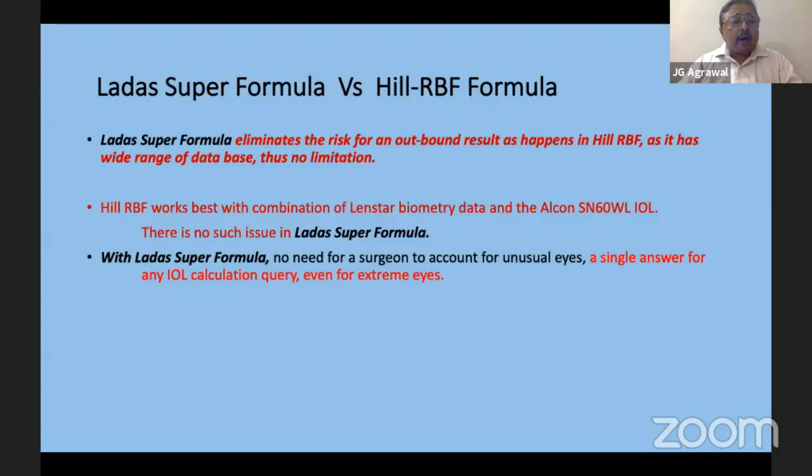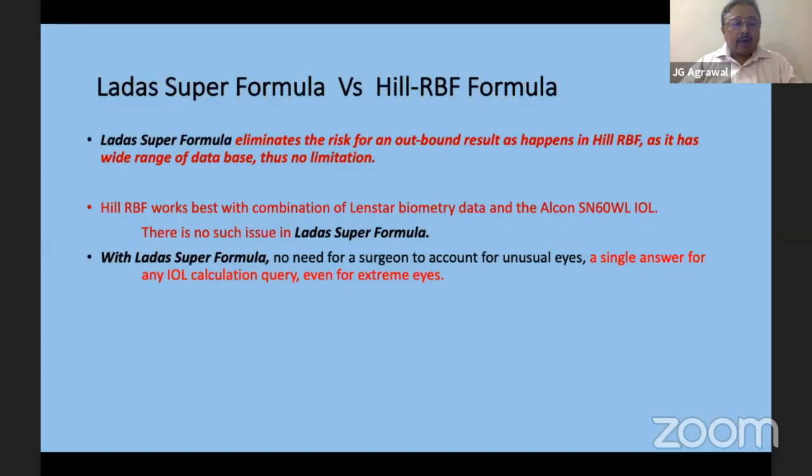If you compare the LADAS Super formula with the Hill RBF formula, the LADAS Super formula eliminates the risk of outbound results as happens in the Hill RBF, as it has a wide range of database and there is no limitation. Hill RBF works best in the combination of Lenstar biometer and Alcon SN60WF. But there is no such issue with the LADAS Super formula. With the LADAS Super formula, there is no need for the surgeon to account for an unusual eye, because it is a single answer for any IOL calculation query, even for extreme eyes.